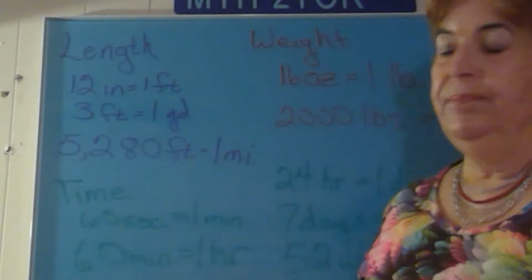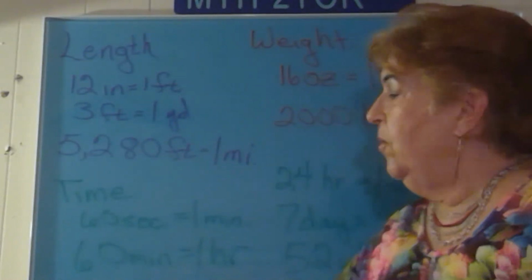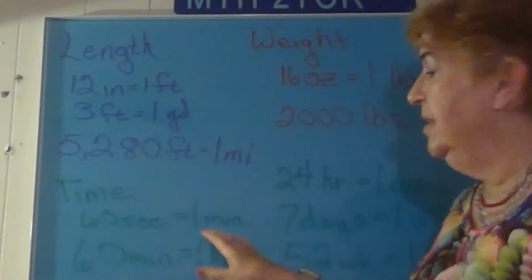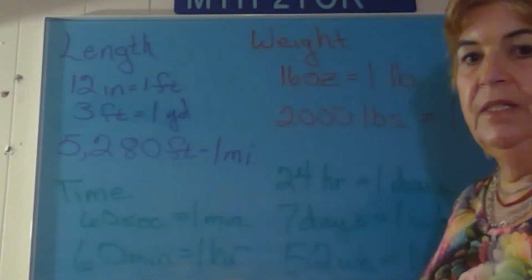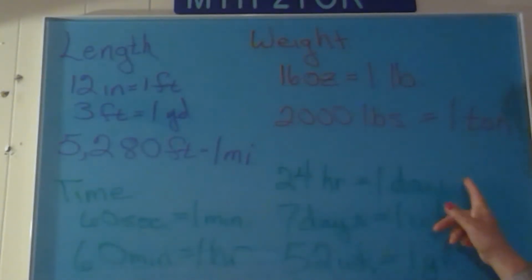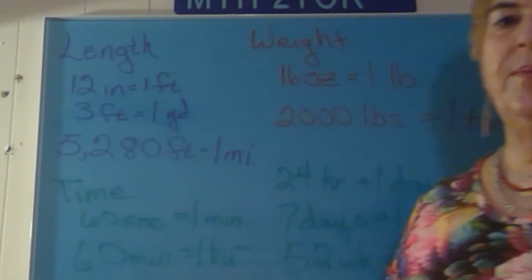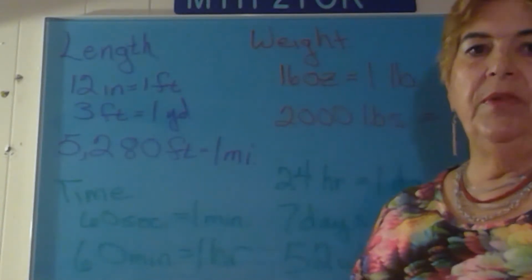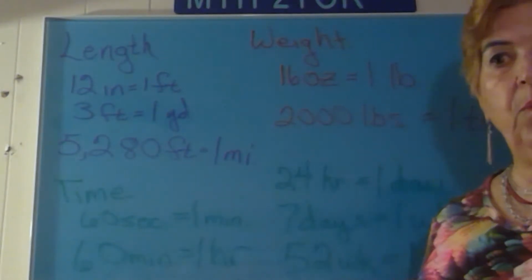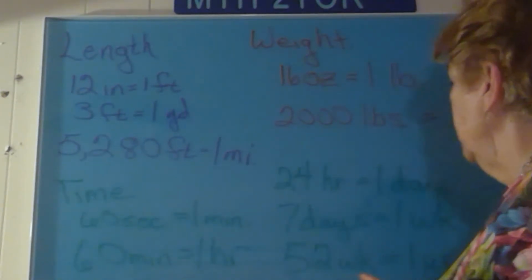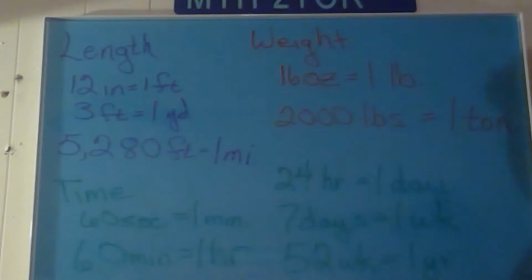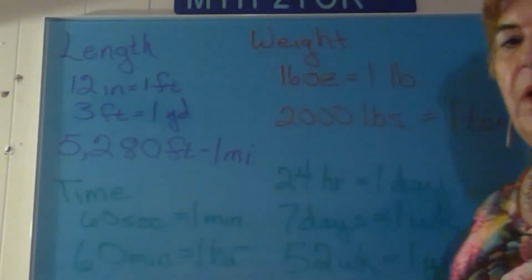For time, most of these you know. 60 seconds is a minute. 60 minutes is an hour. 24 hours in a day. 7 days in 1 week. 52 weeks in a year. Use weeks in a year rather than months because not all months have the same number of days or weeks. So it's easier if you just convert weeks to years and don't worry about months.